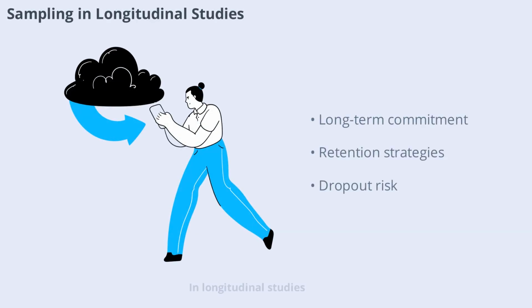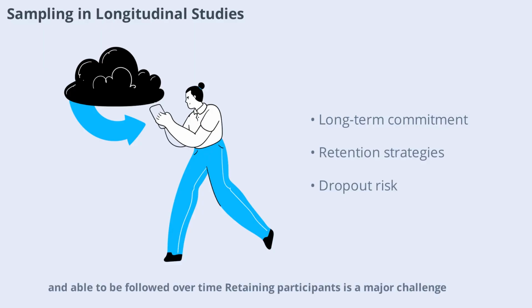In longitudinal studies, sampling involves selecting participants who are willing and able to be followed over time. Retaining participants is a major challenge, as dropouts can affect the validity of the findings. Strategies like regular communication and incentives are often used to maintain engagement throughout the study.